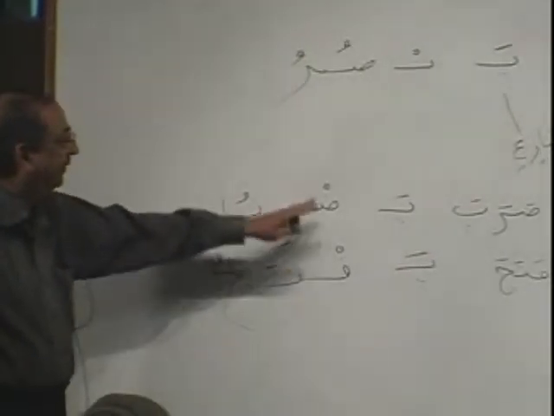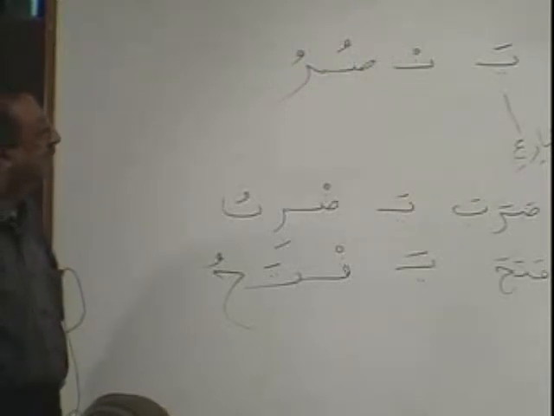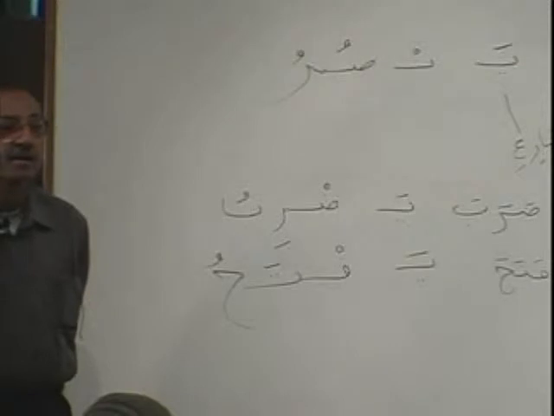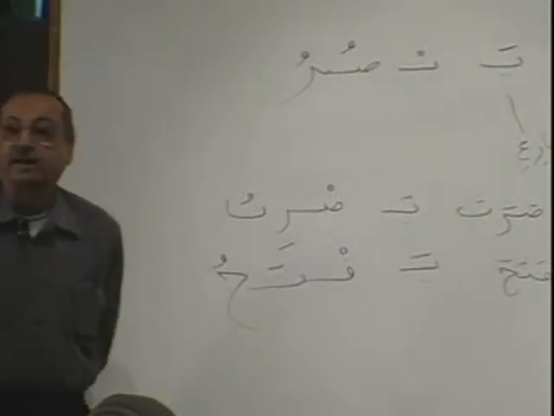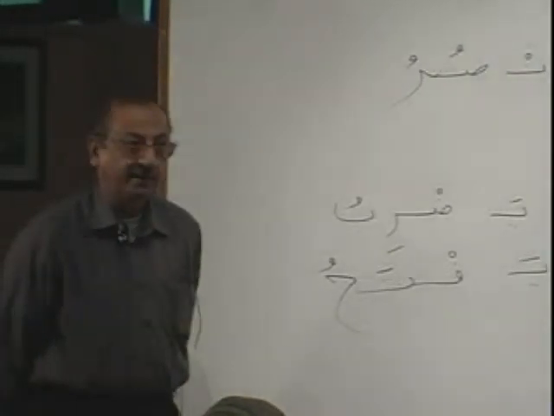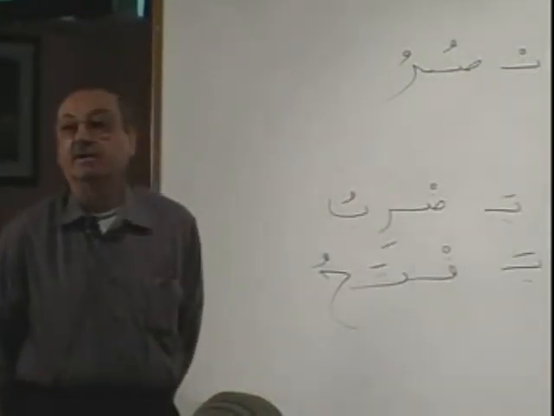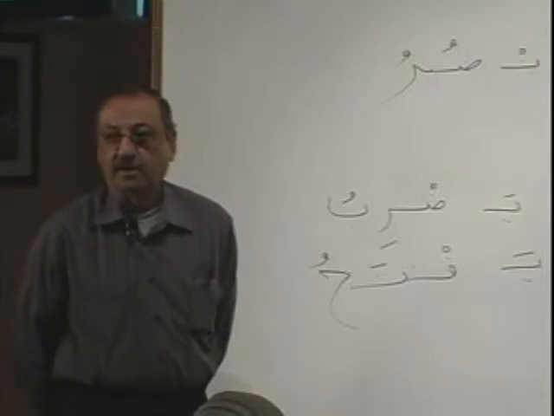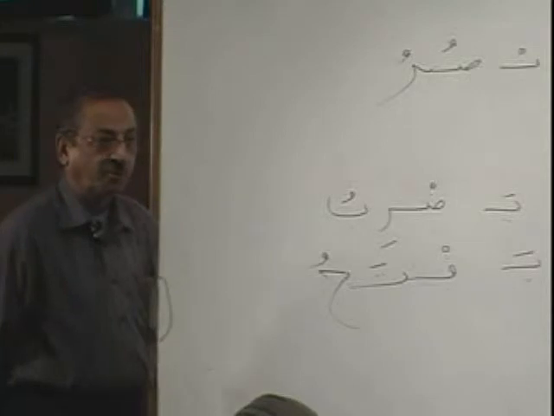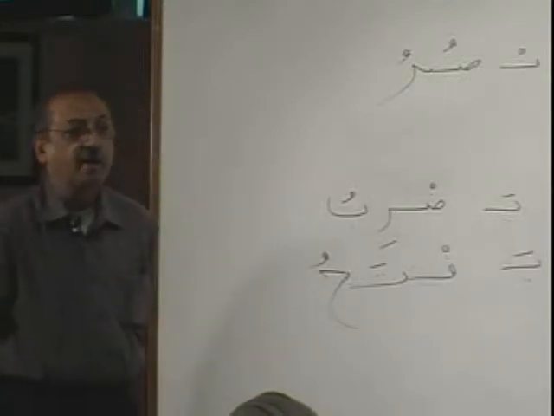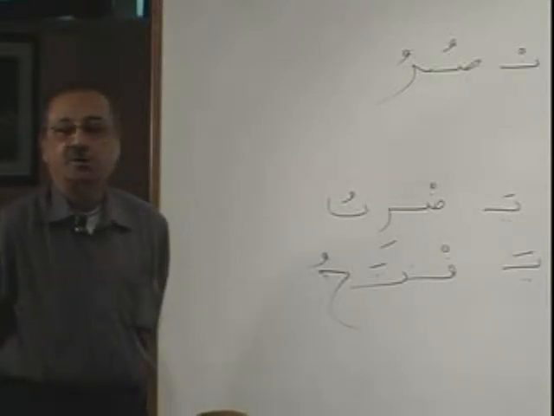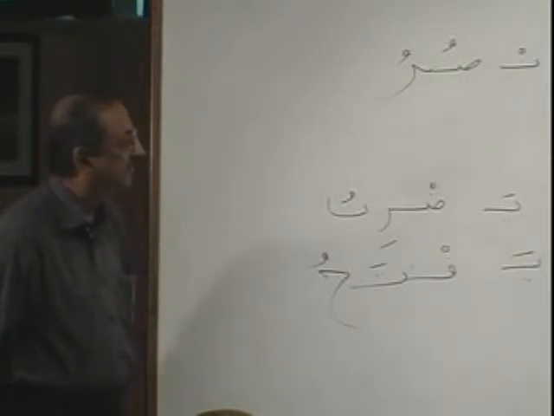So from this example, you see that the Ain Kalima, when it goes into Mudariya, can have Dhamma, can have a Kasra, can have a Fatha. And there are still more. There are totally 6 different ways the Mudariya is formed. And we are going to learn. Out of those 6, 4 are very common, 2 are less frequent. Okay, brothers and sisters?